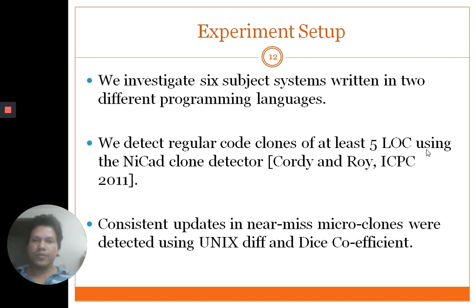In our research, we investigate 6 subject systems which have been implemented in 2 programming languages, C and Java. We detect regular code clones of at least 5 blocks using the well-known NiCad clone detector. We detect changes using the Unix diff tool, and we analyze the consistent updates using the Dice coefficient.